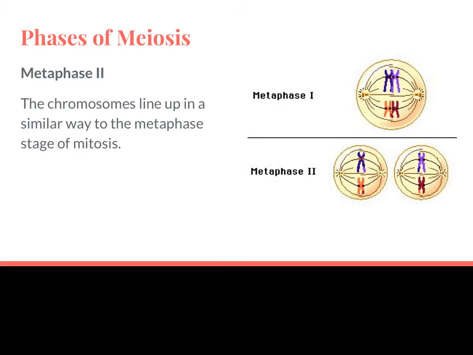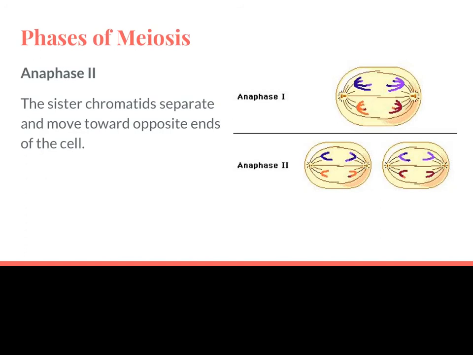Line up in the middle, as you can see again. Only difference is we still have haploid cells. Okay, not as many chromosomes there to separate out. Anaphase 2 is the same. Spindle fibers attach. Sister chromatids move in opposite directions.